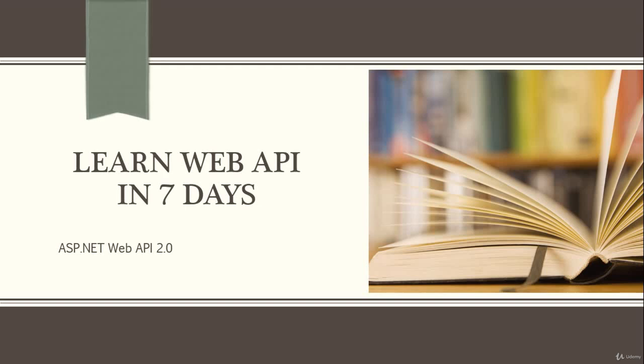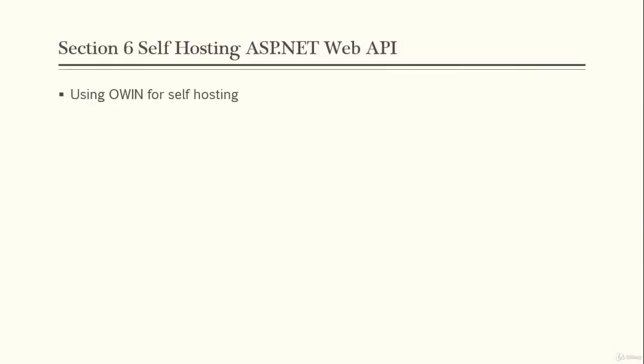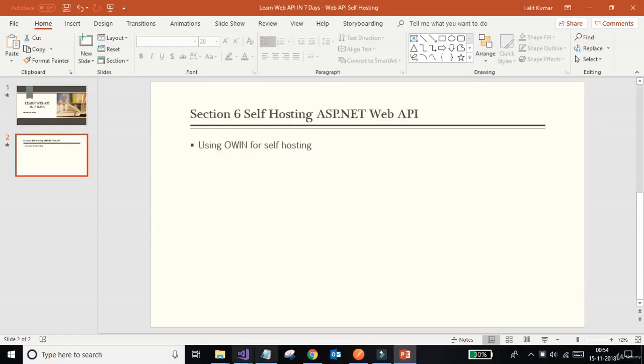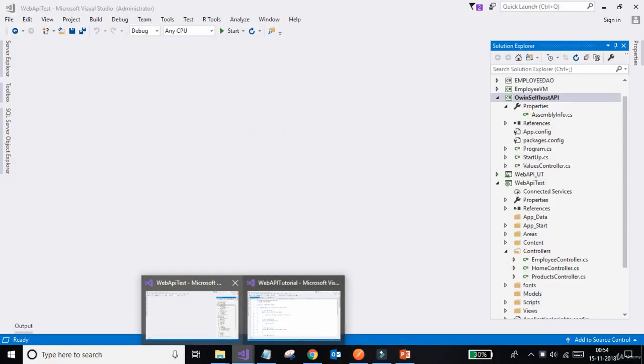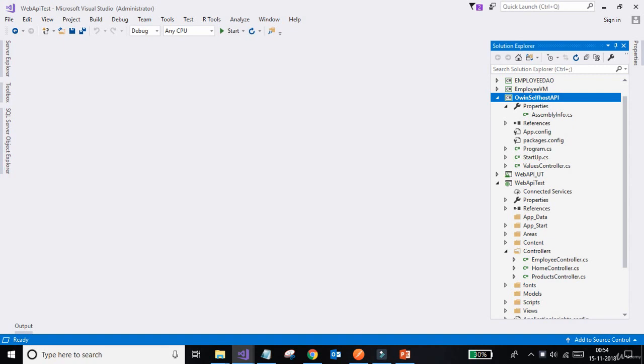In this lecture, we are going to learn how we can use OWIN for self-hosting of Web API. So we'll be using OWIN here for self-hosting. Let's go to Visual Studio and start working on it.